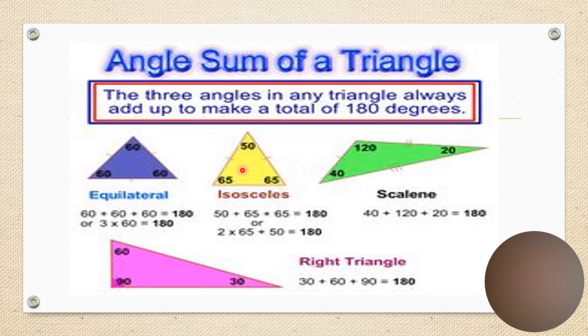What about the angle opposite them? The angle opposite them, they're equal. But when you add all of them, they should give you 180. Scalene, no angles equal, no sides equal. When you look at the right angle triangle, again it's 90, the biggest angle, and the other two give you 90. But when you add all of them, they should give you 180 degrees.